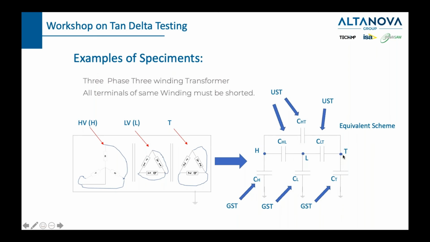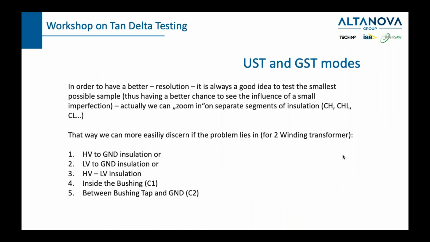By the way, all this, you don't have to know anything about it. Our test set chooses automatically which method it needs to use. But still, I wanted to educate you, in case in the future you want to know a little bit more, to understand what a UST is and what a GST is. So in order to have a better resolution, as we said, it's a good idea to test the smallest possible sample. So we have a better chance to see the influence of a small imperfection. So we can zoom in on separate segments of insulation. We can zoom in on CH or CHL or CL.